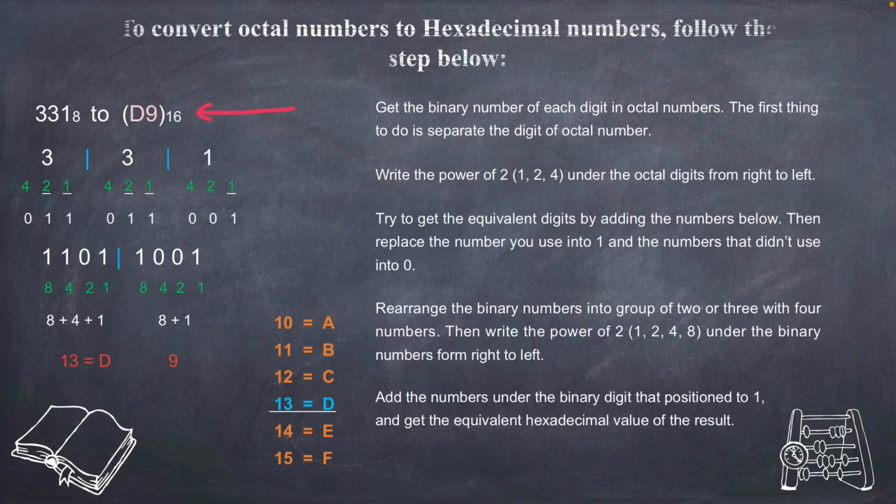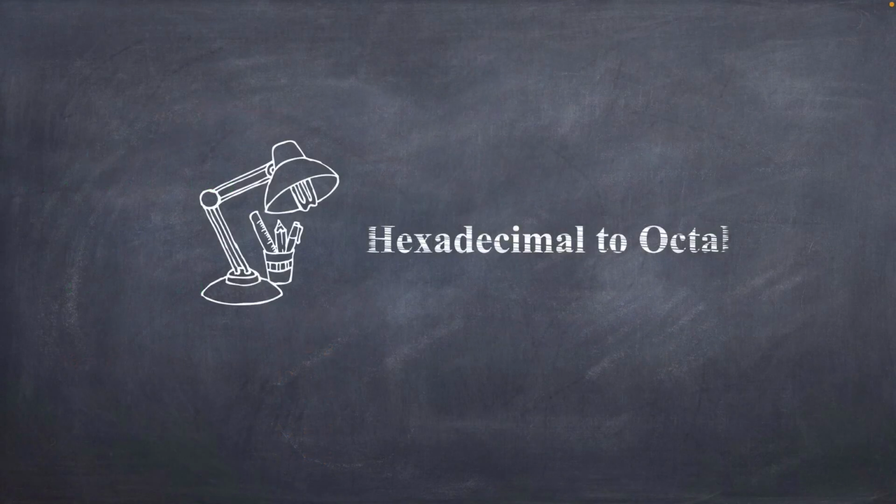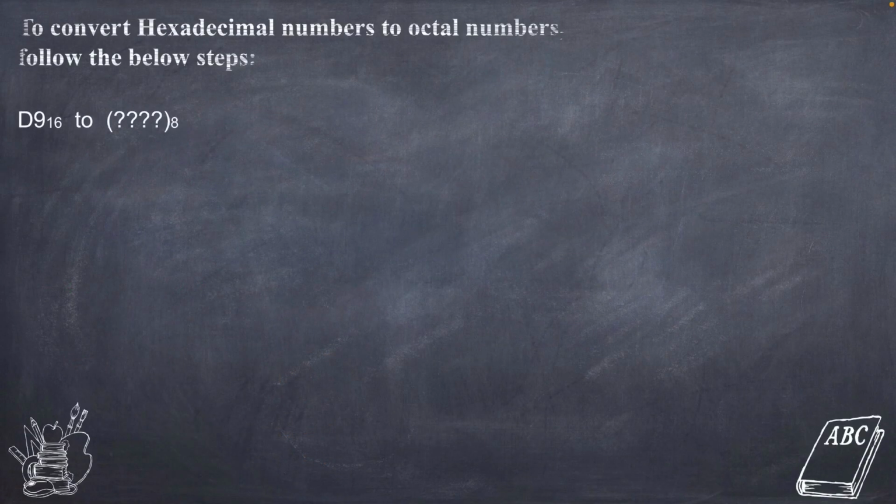So punta naman tayo ngayon sa hexadecimal to octal. So dito sa hexadecimal to octal numbers, ginamit ko na din yung nakuha natin kanina na D9 base 16 na siya na rin nating i-convert papunta ulit sa octal numbers para lang makita din natin kung tama ba yung naging sagot natin.